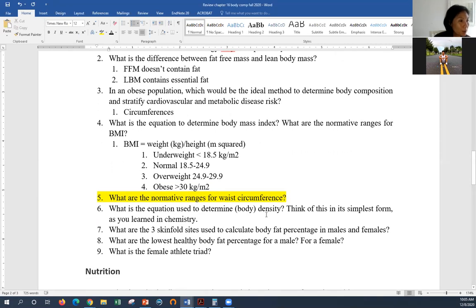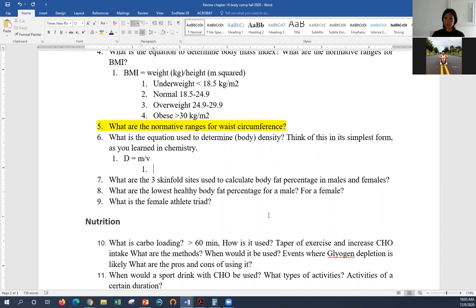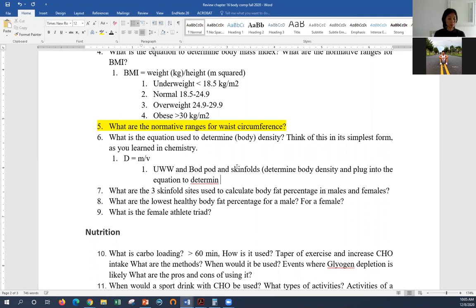Okay, so what is the equation used to determine body density? This is the same one that you've learned in chemistry. Density is equal to mass divided by volume. So the methods which use density are our underwater weighing and our BOD-POD. So these methods require you to determine the person's body density first, and then plug into the equation to determine percentage of body fat.